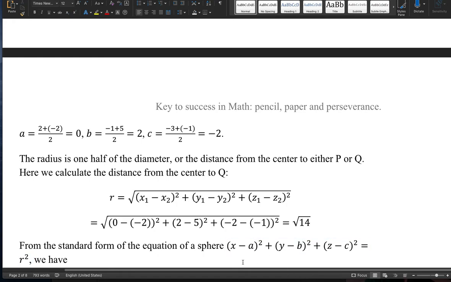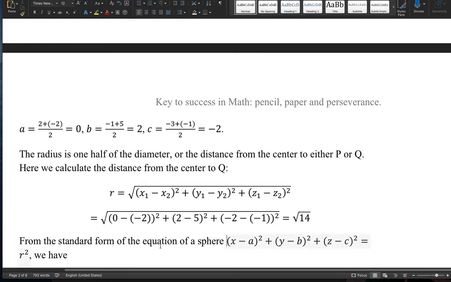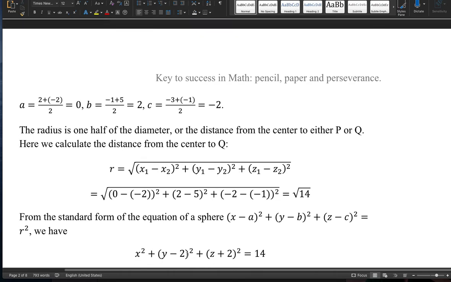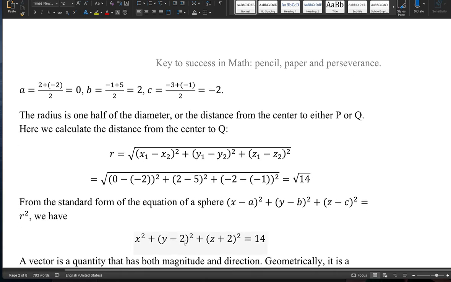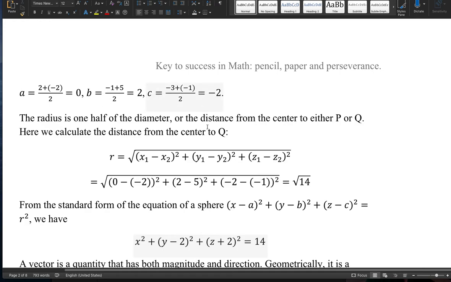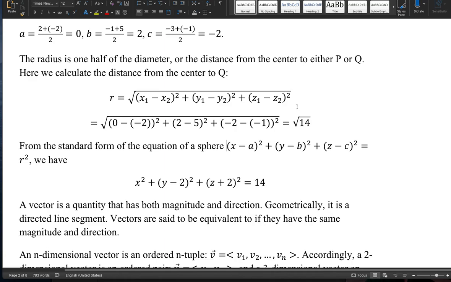And then I copy the formula, the standard form of an equation of a sphere. And then we have a, b, c, that's for the center. And the radius is right here. So the square root of 14 squared is just 14. This is r squared. Okay.